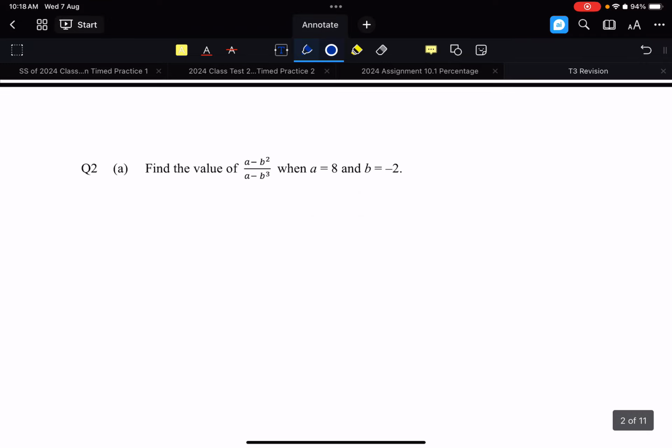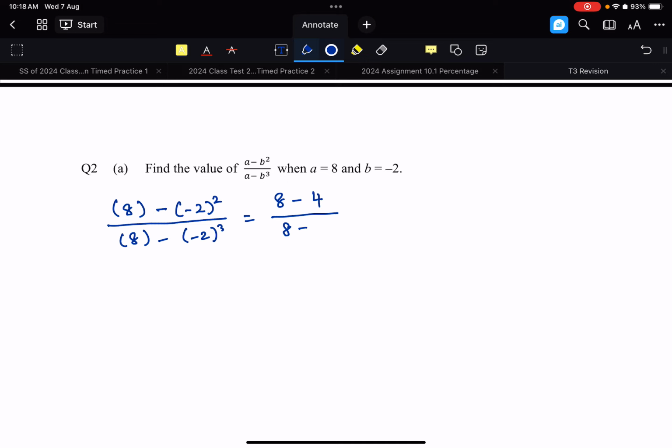Question 2, find this value again. What we do again, substitution, another practice. So here we have a is 8, put it in nice little parentheses, minus b is negative 2, squared, over, right, again 8 minus negative 2 cubed. Okay, so this gives us 8 minus 4 over 8 minus negative 8, right, resulting in 4 over 16, simplest form, 1 over 4.